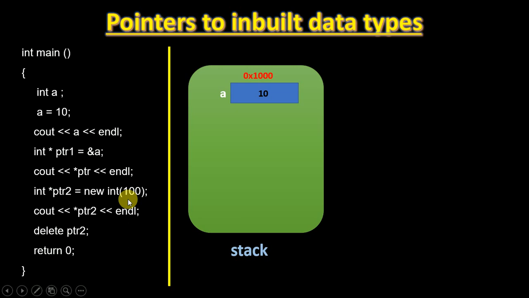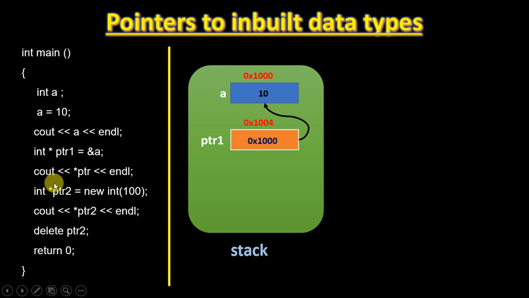Now let's say I have created ptr1, a special type of variable which holds the address of another variable of the same type. It is also present at some memory location, say 0x1004, and ptr1 equals address of a. What is the address of a? The address of a is 1000. So this 1000 will be the value of ptr1. So it is pointing to this memory location. Since it is a pointer, it will point to the same memory location.